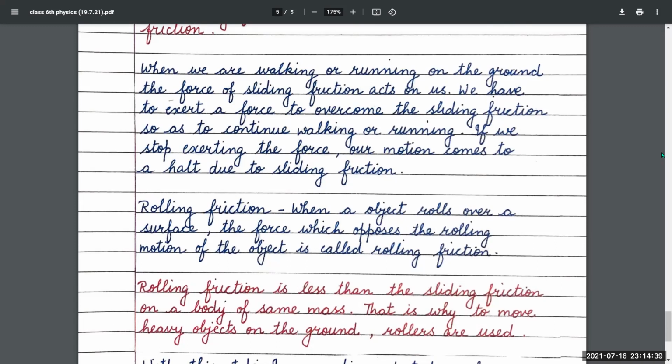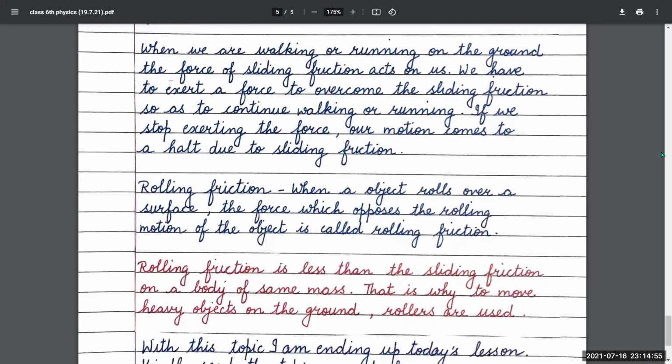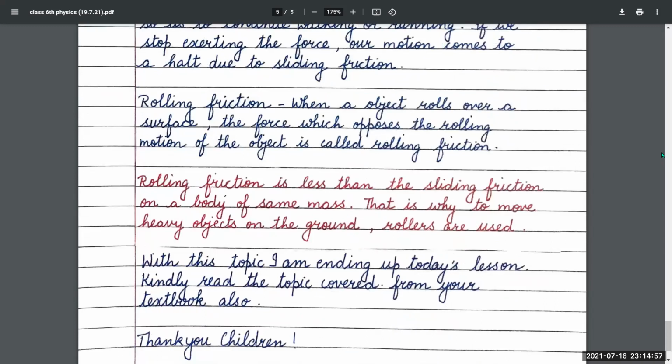Next is rolling friction. When an object rolls over a surface, the force which opposes the rolling motion of the object is called rolling friction. It is less than the sliding friction on the body of same mass. That is why to move heavy objects on the ground, rollers are used.